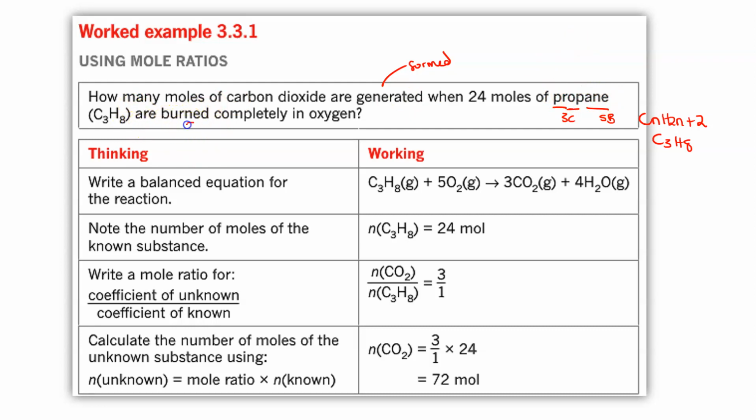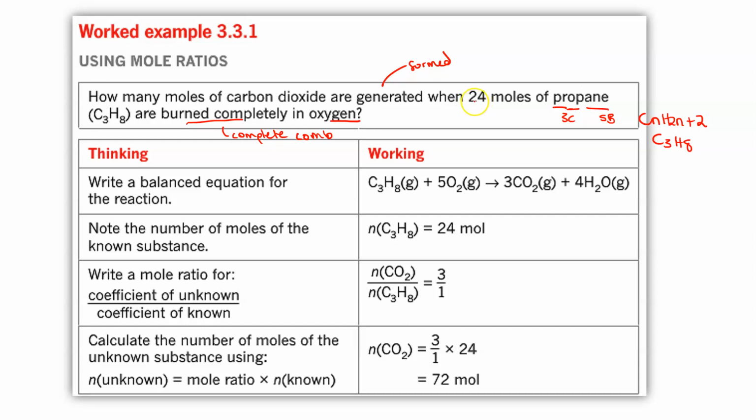And we've been told it's burned completely, so this is saying complete combustion, in oxygen. So we know that the oxygen's likely to be in excess. So because we've got complete combustion and we've been told we're burning all 24 moles of propane.